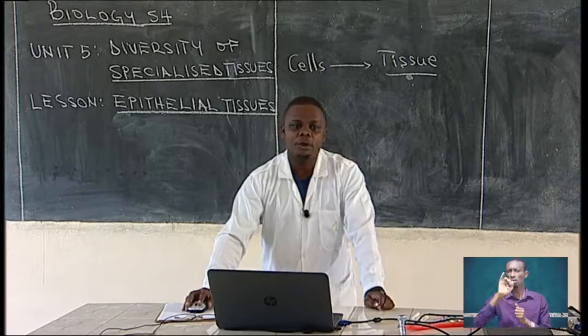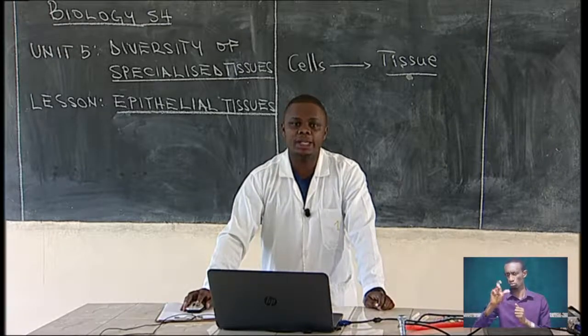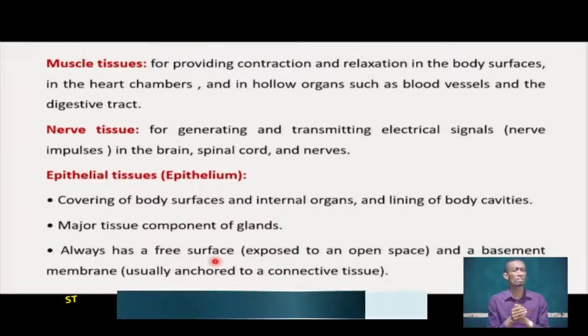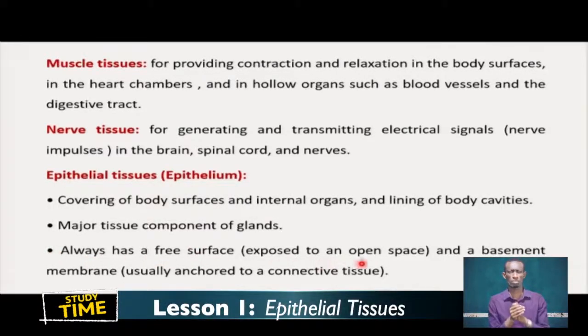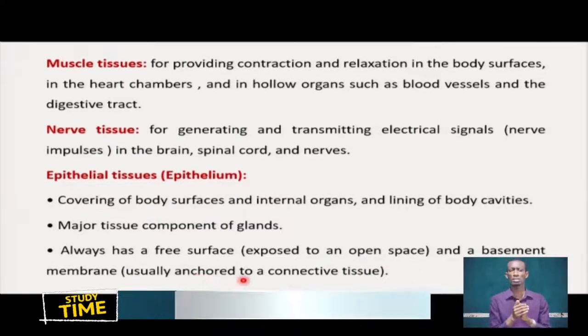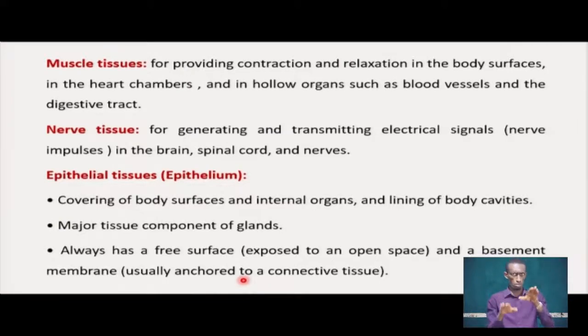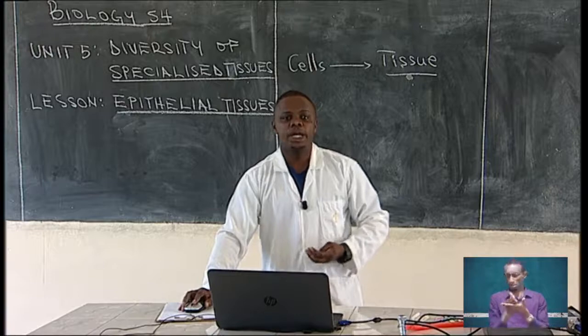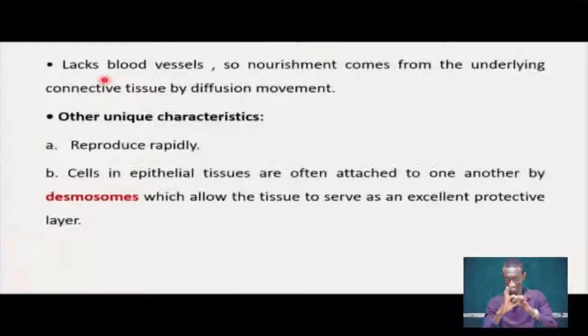Then we have major tissue components of glands. We always have a free surface exposed to an open space, and a basement membrane usually anchored to connective tissue. This is another trait which describes a connective tissue. Then they lack blood vessels, so nourishment comes from underlying connective tissue by the process of diffusion.